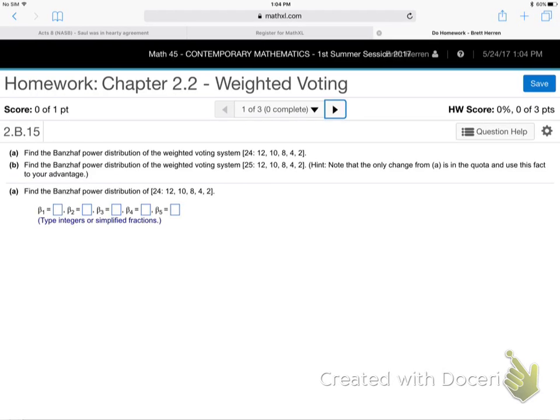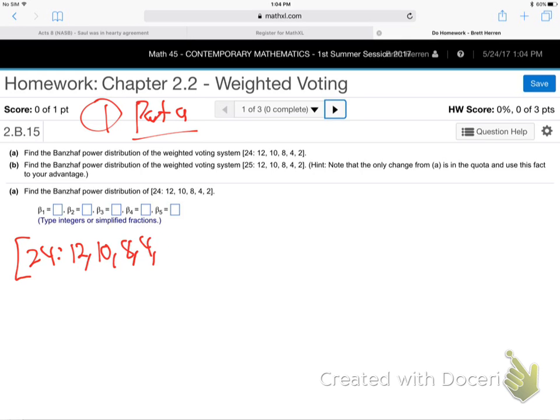So, all right, I'll do part A here. I'm doing number 1, part A of number 1. It's question 1 now. I kind of went backwards. I started with number 2 and went back to number 1 now. So here it is. 24, 12, 10, 8, 4, 2. It's kind of a pain because there's 5 players. See how there's 5 players?